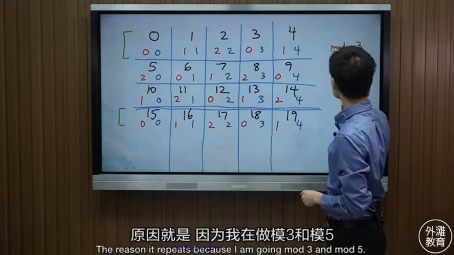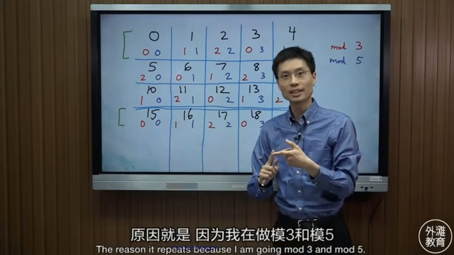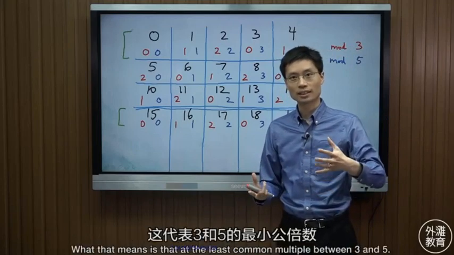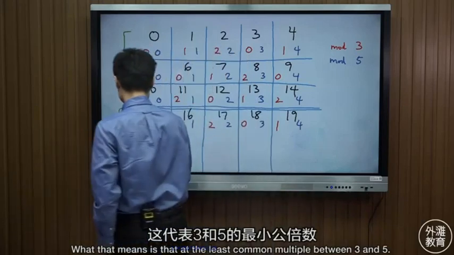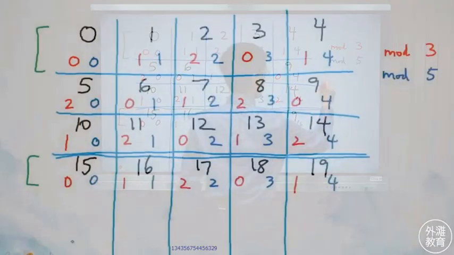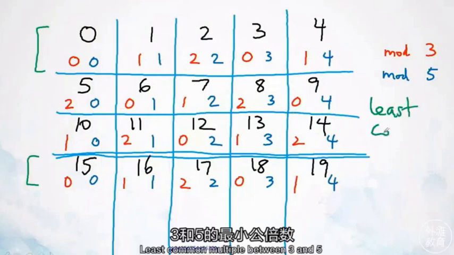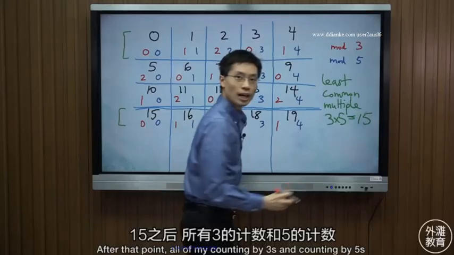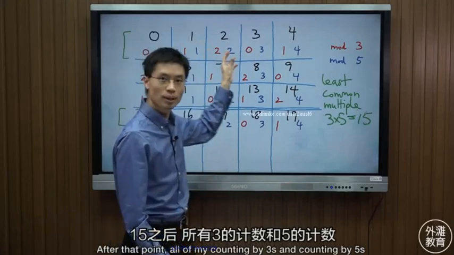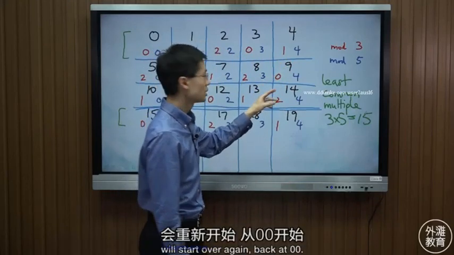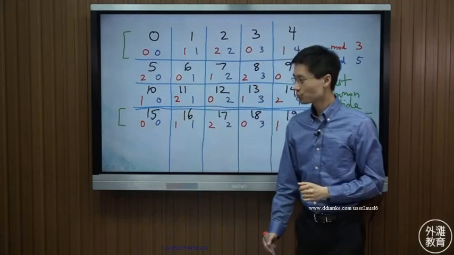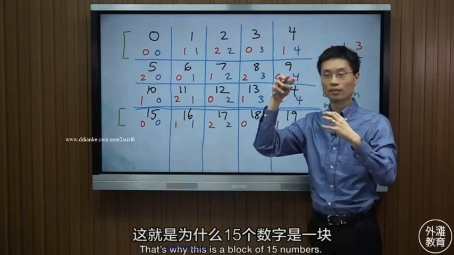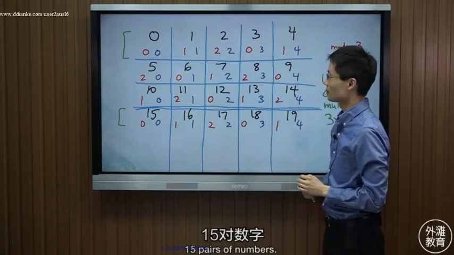The reason it repeats is I'm going mod 3 and mod 5. What that means is that at the least common multiple between 3 and 5, which is actually 3 times 5, which is 15, after that point, all of my counting by 3s and counting by 5s will start over again, back at 0, 0. That's why this is a block of 15 numbers, 15 pairs of numbers.